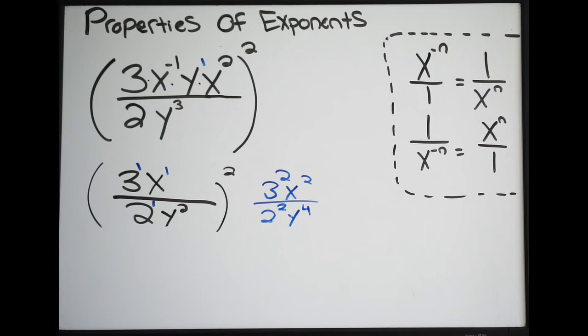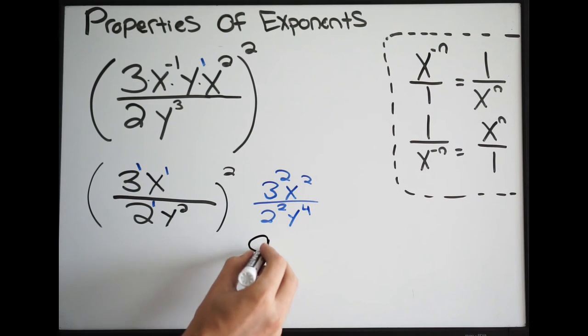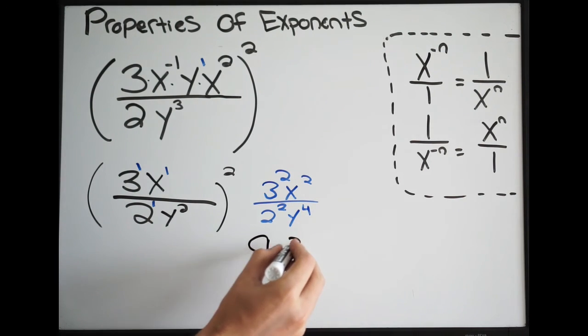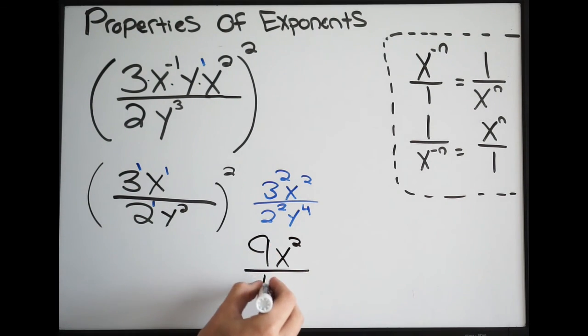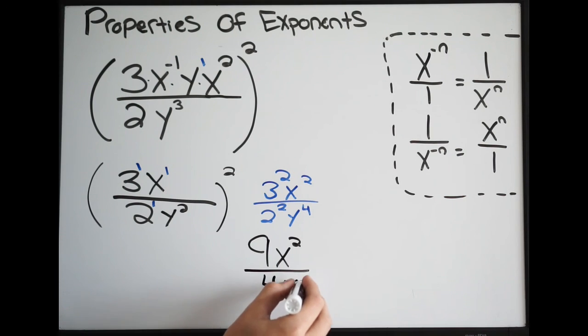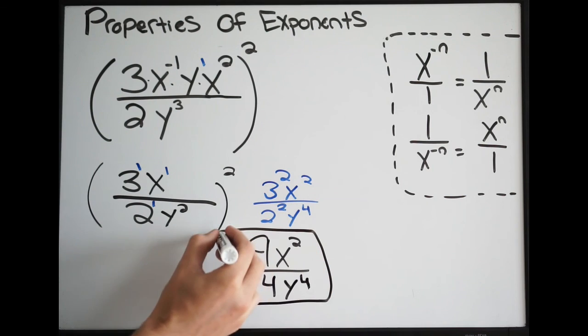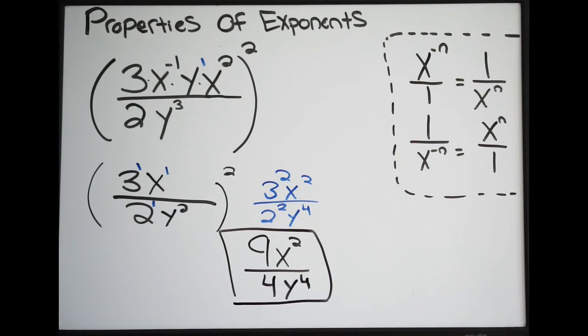Just simplifying this down, we get 9x squared all over 4, and then y to the 4th. This here is going to be our final answer. So that's properties of exponents. And that is it.